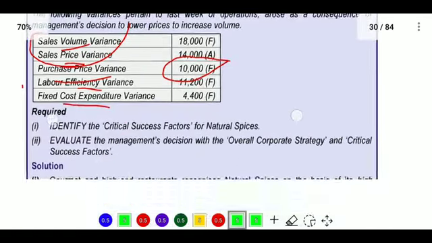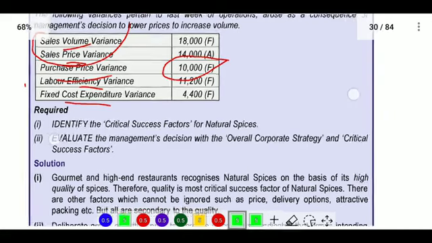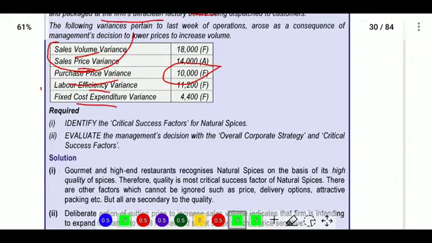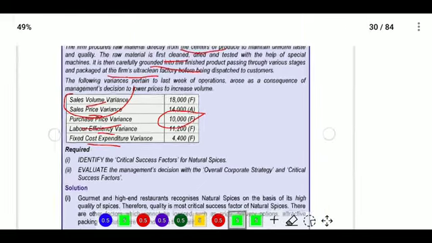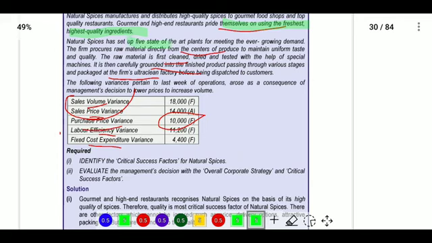Next, second question, what is there? Evaluate the management decision with the overall corporate strategy and critical success factors. Here they are focusing on cost cutting, okay, and they are expanding in retail. So they are going for 5 states in distribution centers, maintaining uniform standards and quality. They are going for the retail market and street shops, which are price sensitive, and their management is monitoring the trend of variances on a regular basis.